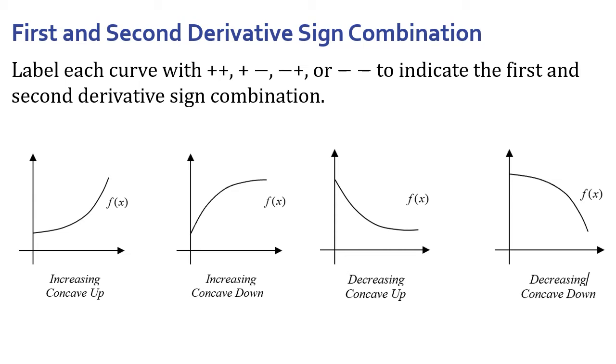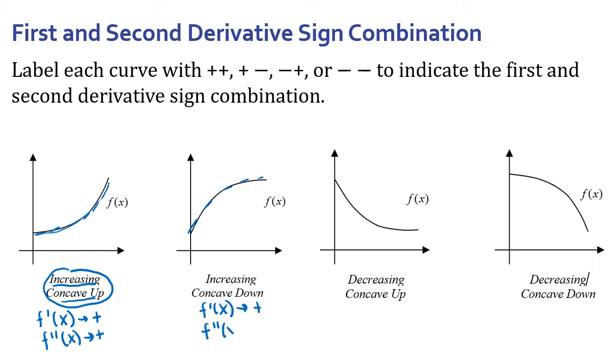If I was looking here at increasing and concave up, this is an increasing function, so the first derivative is positive, and the second derivative, if it's concave up, because this is like half of a smiley face, is also positive. Increasing and concave down: again, this function is increasing, so a positive first derivative, and if it's concave down, like a sad face, that second derivative is negative.